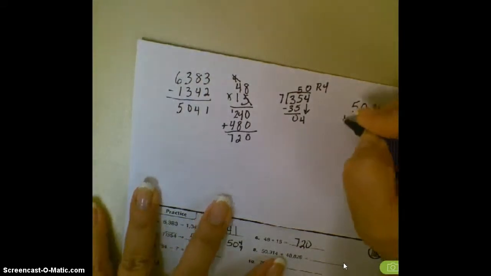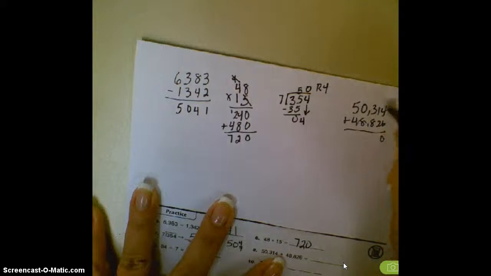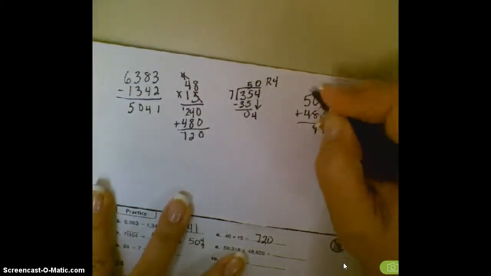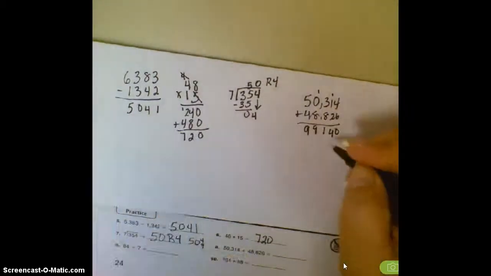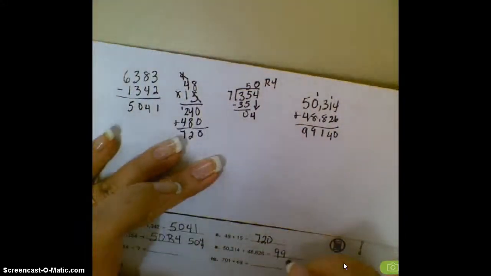50,314, and we're going to add to it 48,826. Try and stack them up neater than I did. 6 plus 4 is a 10. 2, 3, 4, 8, 9, 10, 11. Carry the 1, 9, and 9. 99,140.